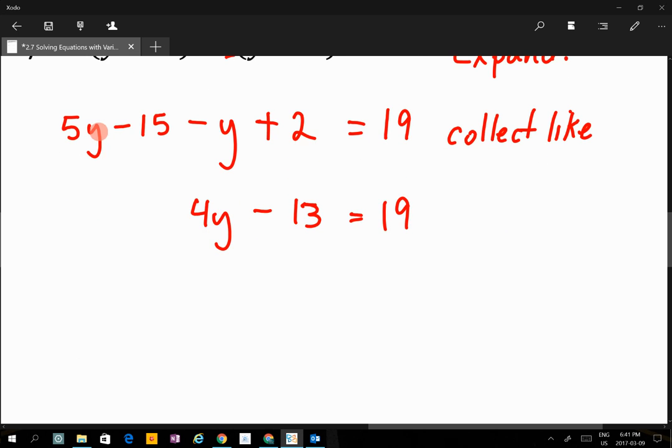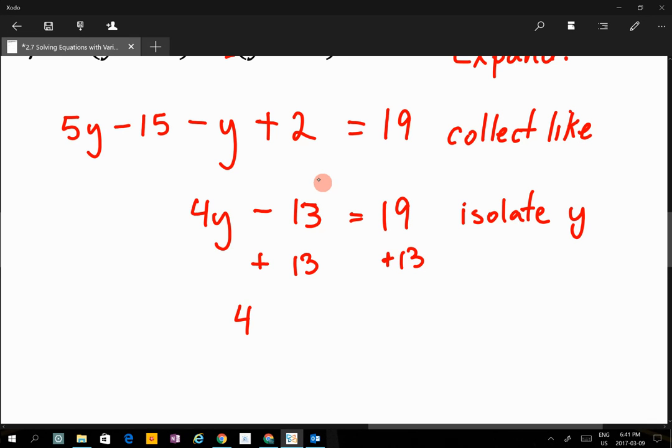Okay, now again, the goal is to isolate y. And to do that, I have to remove the minus 13 first. I can't do the multiplication yet. It's reverse BEDMAS. Take care of the addition and subtraction. So here I have a subtraction. Minus 13, reverse operation, plus 13. Both sides, plus 13. Okay?